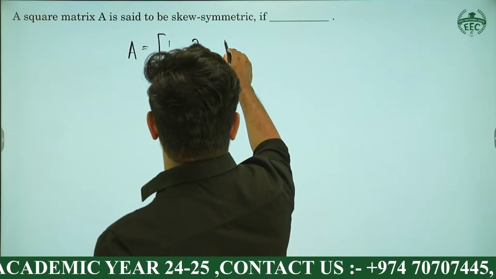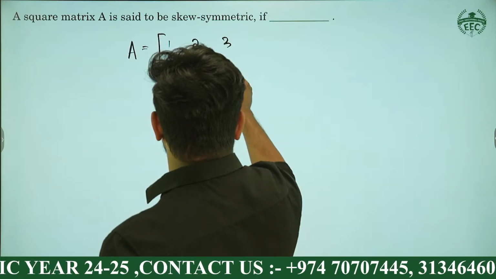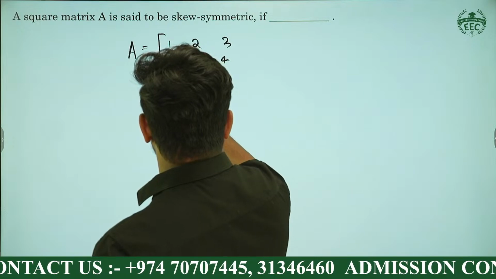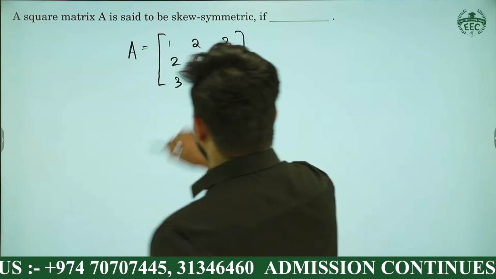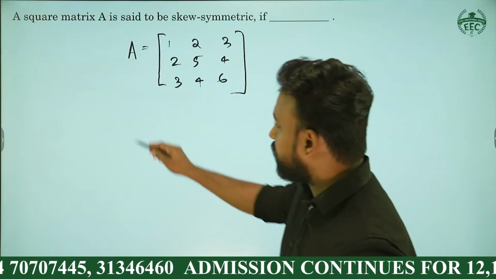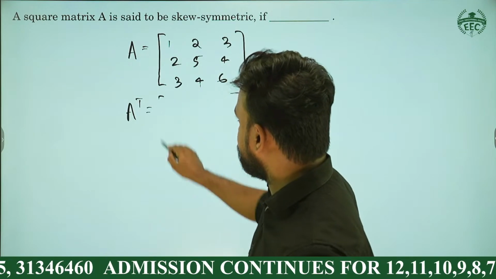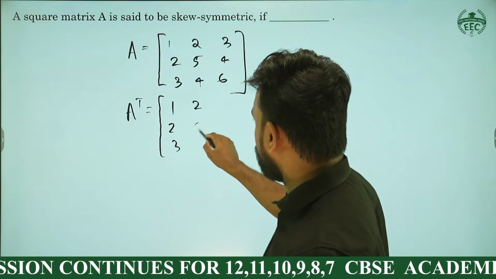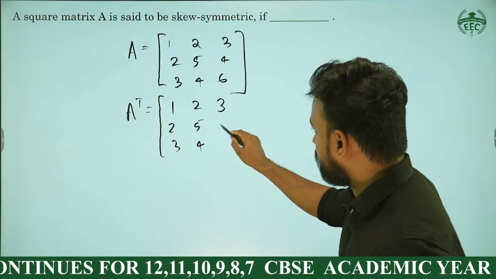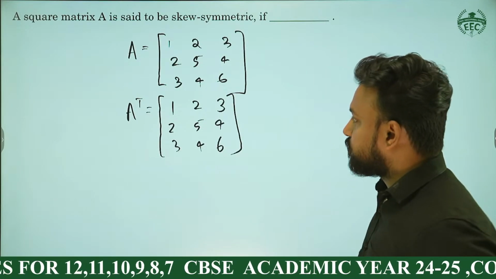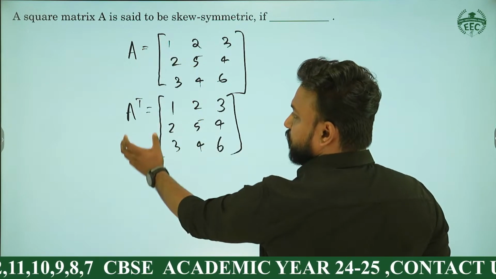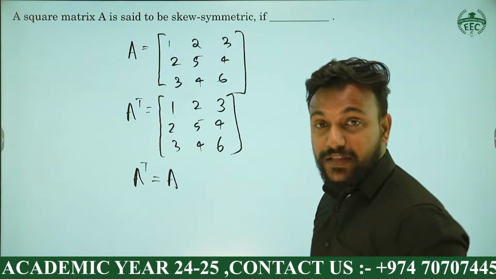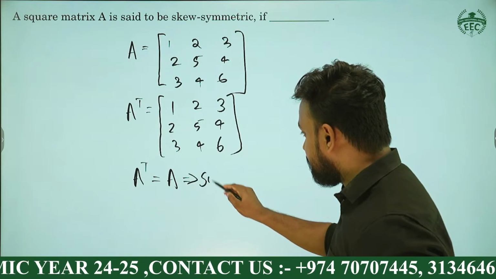1, 2, 3, 5, 6, 4, 2, 3, 4. If you take the transpose of this matrix, what will you get? The transpose will be like this. This row becomes a column, right? And this row becomes the second column, right? And this row becomes the third column, right? So look here. This matrix and the transpose of that matrix are equal. The transpose is equal to that matrix itself. Then we say this matrix is a symmetric matrix.